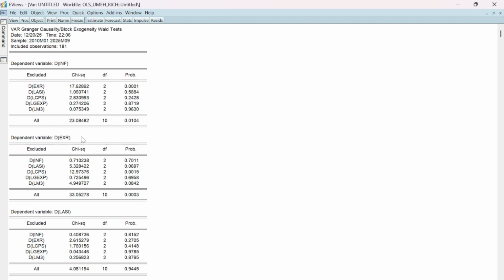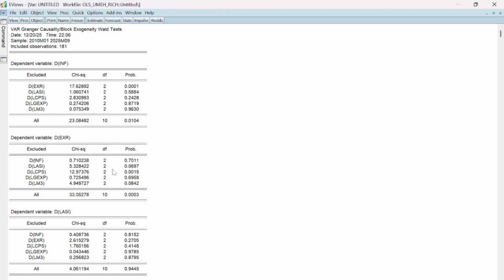And then for exchange rate, you have these variables. You see the value for inflation is 0.701, and it is higher than 0.05, which means you are going to accept the null that inflation does not Granger cause exchange rate. So you see, exchange rate causes inflation, but inflation does not Granger cause exchange rate. So that is the interpretation for that.